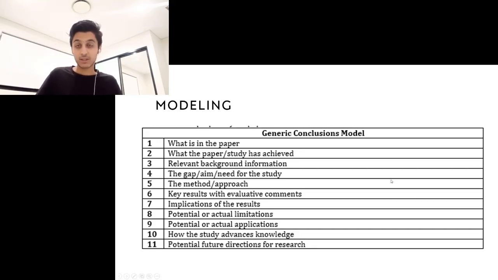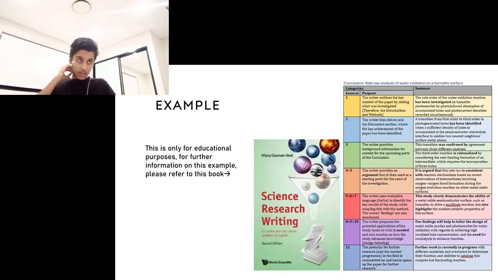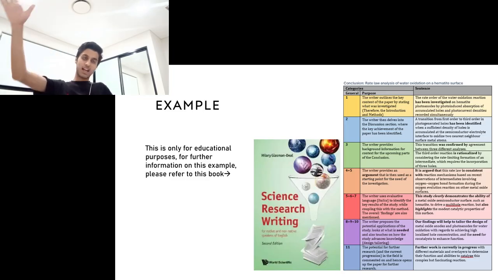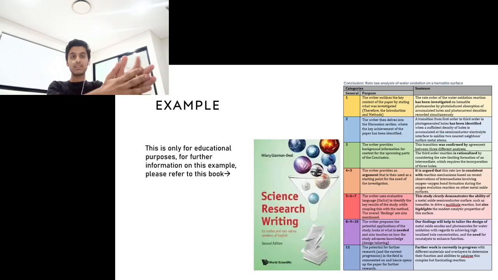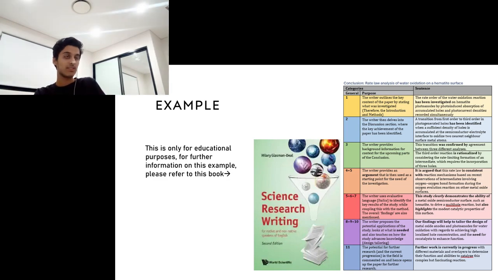So let's look at an example now. This is about the rate law analysis of water oxidation on a hematite surface. As you can see, I've put the sources on here, so refer to the sources if you want a more detailed explanation. But essentially what I've done here is I've taken the conclusion, I've taken the purpose of the text, and I've tabulated it so you understand it better. So let's take a look at this.